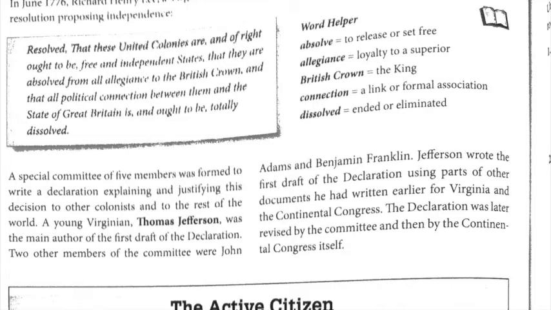Jefferson wrote the first draft of the Declaration using parts of other documents he had written earlier for Virginia and the Continental Congress. The Declaration was later revised by the committee and then by the Continental Congress itself. So, Thomas Jefferson wrote the Declaration of Independence, along with 4 other guys in the committee. So it was 5 guys in the committee, but Jefferson was the one who wrote it. They kind of threw in their ideas. Once they wrote it, they brought it back to the Continental Congress for everyone to look at it and then decide if they're going to send it to the king or not.